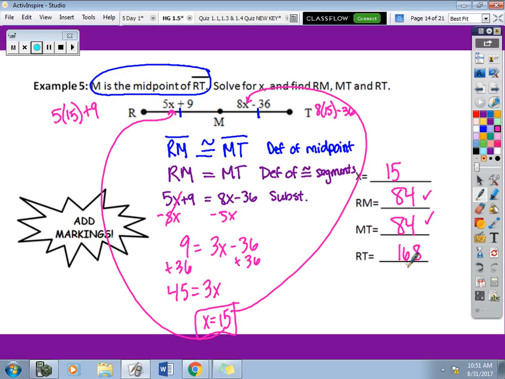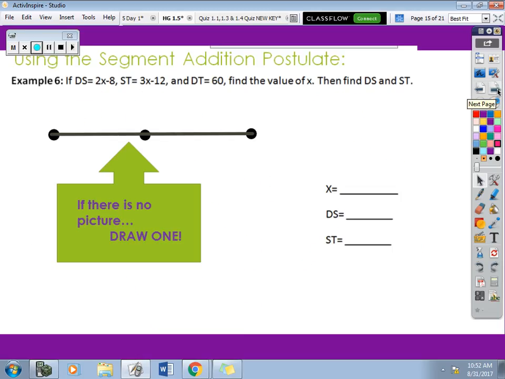All right. Now the next one, we're going to run into a little bit of a problem. What's missing from example 6? Avery? A midpoint? Well, it doesn't have to be a midpoint question. Michaela? A picture. So you won't always be given the picture. If there's not a picture, you have to draw one. So draw a segment, put 2 endpoints and put a point somewhere in the middle.